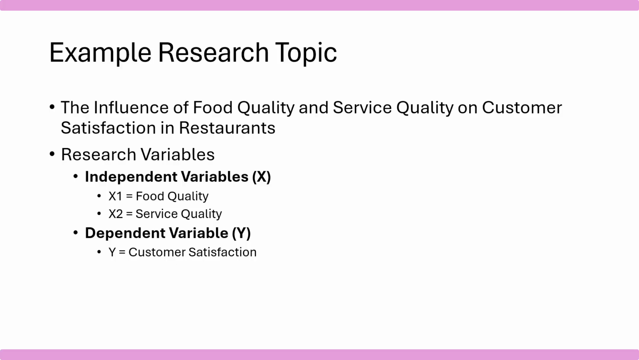in the restaurant. The research variables will be two variables, which are the independent variable and the dependent variable. As you can see on the title, I'm gonna use food quality, service quality, and customer satisfaction. For the independent variable, we're gonna use food quality and service quality. On the other side, for the dependent variable, we're using customer satisfaction.